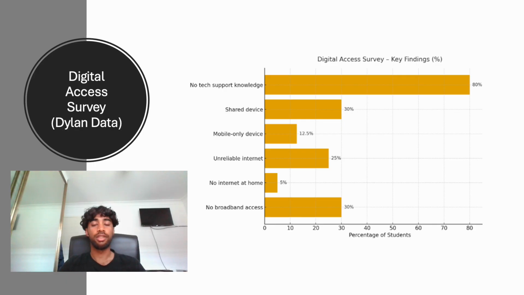Second, Dillon's Digital Access Survey highlighted major disparities in access to technology. 30% of students do not have broadband access at home. 5% have no internet at all. 25% experience unreliable internet. 12.5% rely solely on a mobile phone for schoolwork. 30% share devices with siblings or parents.